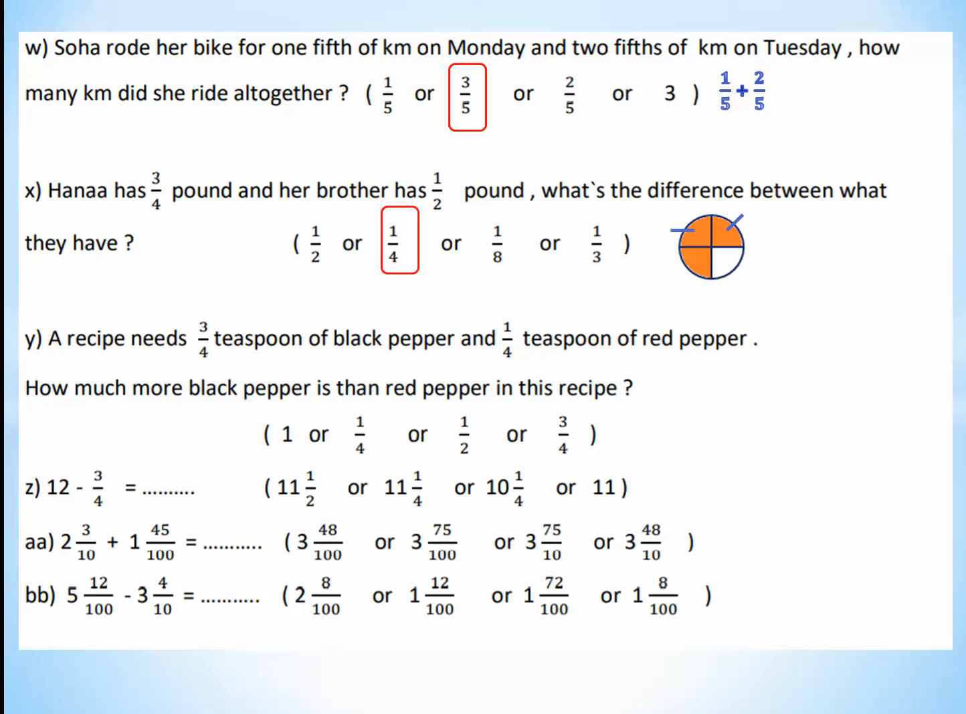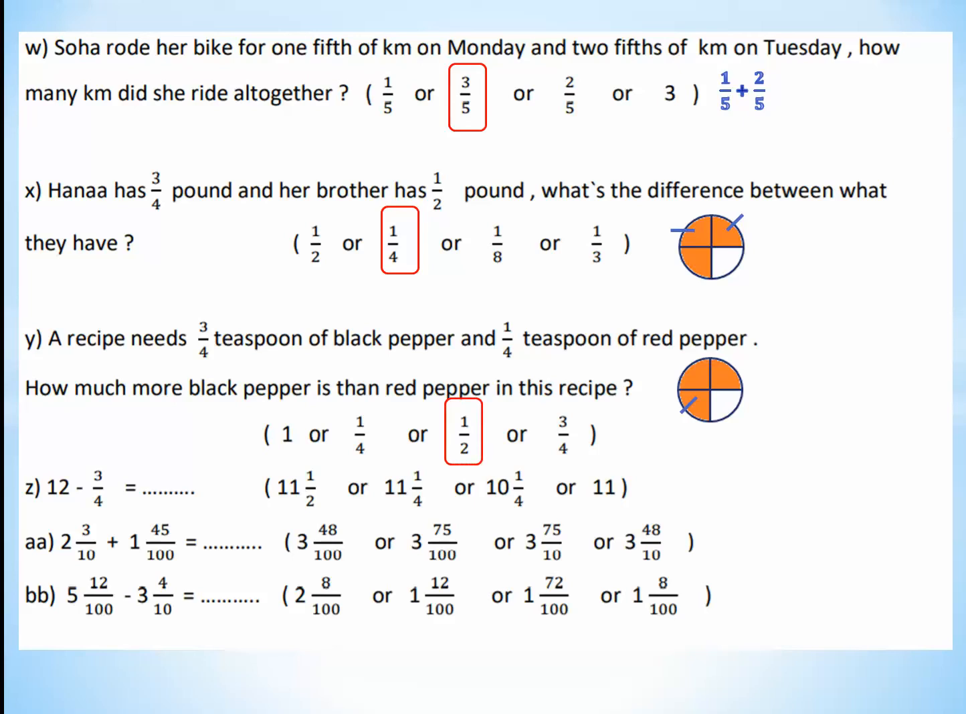A recipe needs 3/4 teaspoon of black pepper and 1/4 teaspoon of red pepper. How much more black pepper is there than red pepper in this recipe? Okay, we will subtract 3/4 minus 1/4, which will be 2/4, which equals half.